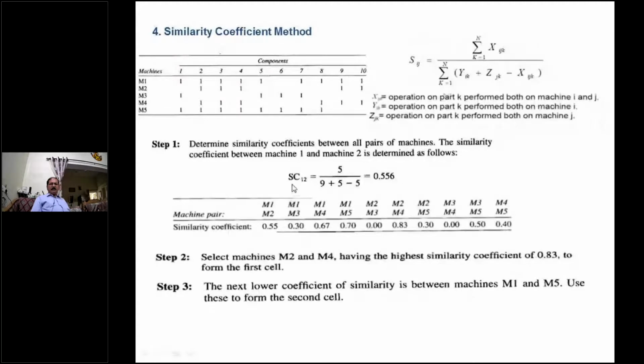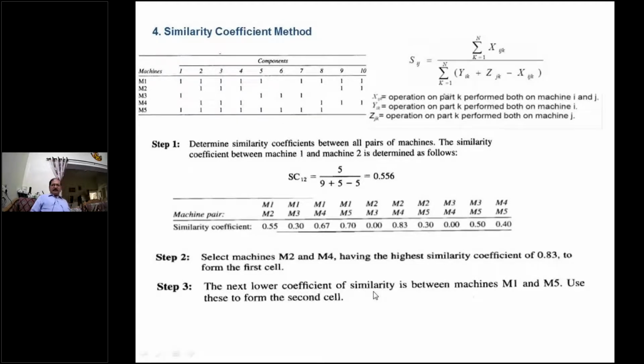0.556 is the similarity coefficient between machine 1 and machine 2. Similarly, you calculate it for all the machine combinations. For machines 1 and 2, it is 0.55. Similarly, for machines 1 and 3, it is 0.30. Machines 1 and 4, it is 0.67. Machines 1 and 5, 0.70, like this.